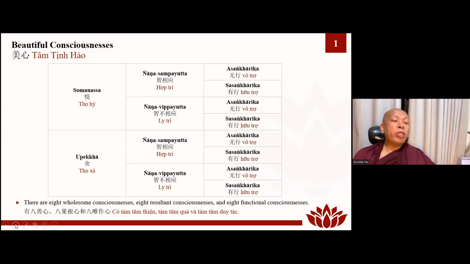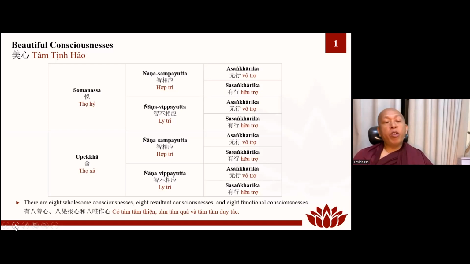Whenever we are going to explain beautiful consciousnesses, we also have to remember 2 different types of feeling. The first one is somanasa, pleasant feeling. Sometimes when we are doing something good, we feel happy. We may feel pleasant. At that time, we can say somanasa. Then another one is upekkha, equanimity. Sometimes our mind is free from happy or unhappy. We can say neutral feeling. At that time, we may have upekkha.